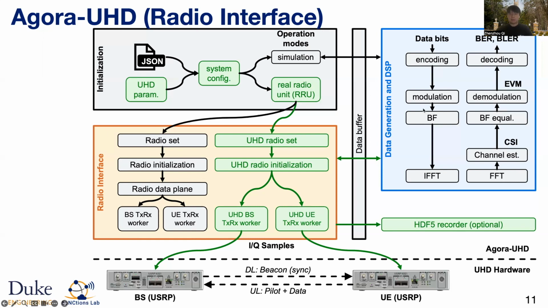Overall, the DSP pipeline reports in real time different metrics measuring the quality of the transmissions, such as the signal-to-noise ratio, EVM, BER, and BLER. In addition, we also provide HDF5 recorders to post-analyze the results of the recorded IQ samples.